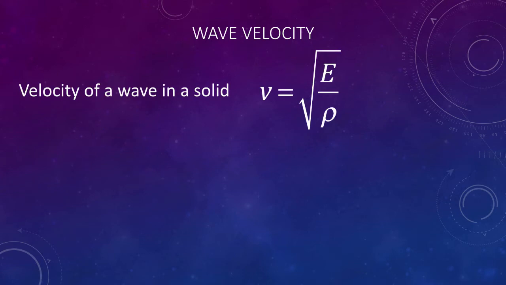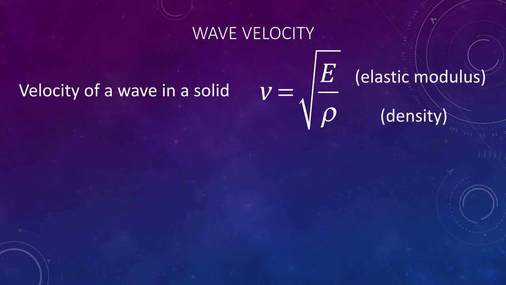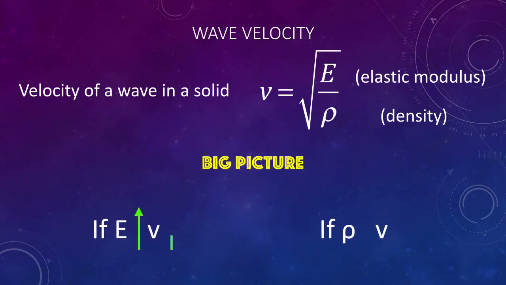For solids, the formula for calculating velocity of a wave is v equals the square root of E over rho, where E is the elastic modulus, or the stiffness of the solid, and rho is the density of the solid. The big picture. In a solid, velocity increases as the substance gets stiffer and decreases as the solid gets denser. By the way, we won't be talking about solids in this course, so you do not need to learn this formula.